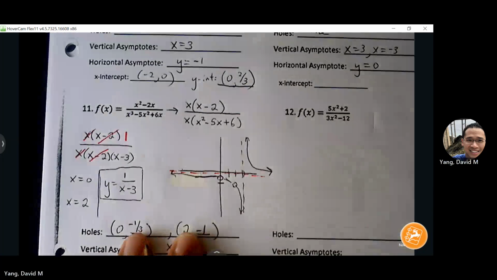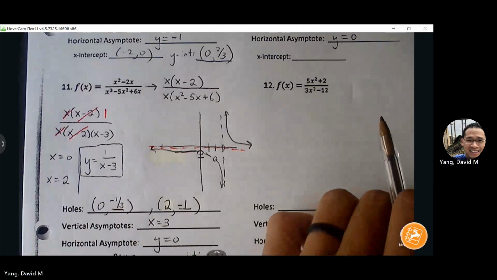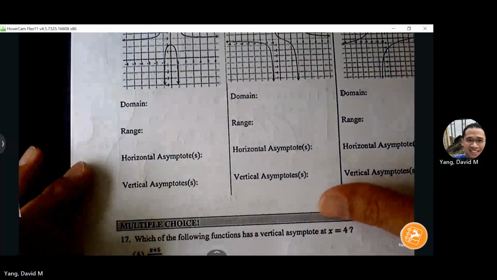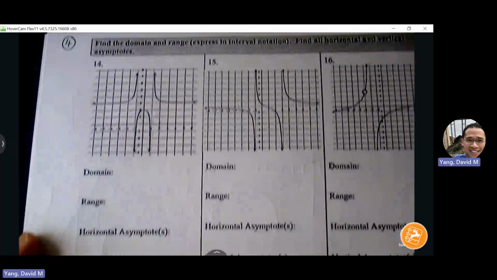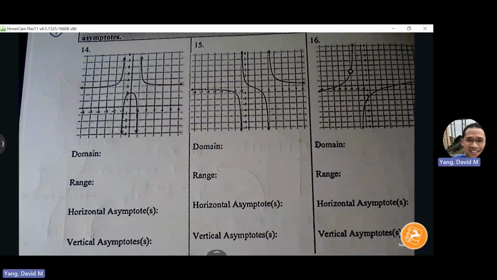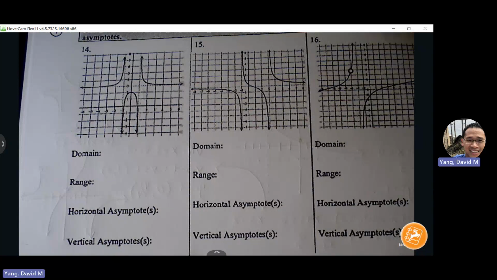Okay, all right. So I'm going to leave 12 and the rest of page 4 for you guys to try on your own. But let me see if I can get through some.